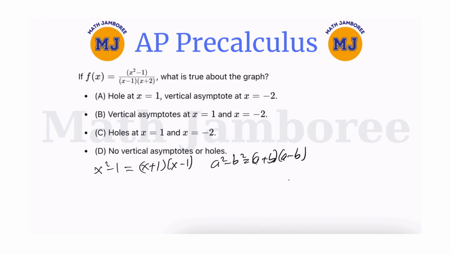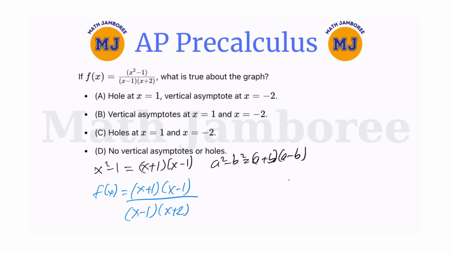So I can go ahead and write f of x now as x plus 1 times x minus 1 over x minus 1 times x plus 2. If you pay attention, these x minus 1s are canceling out. This is where the hole occurs. So if x minus 1 equals 0, we add 1 to both sides. X equals 1. So this is the hole. We have a hole at 1.